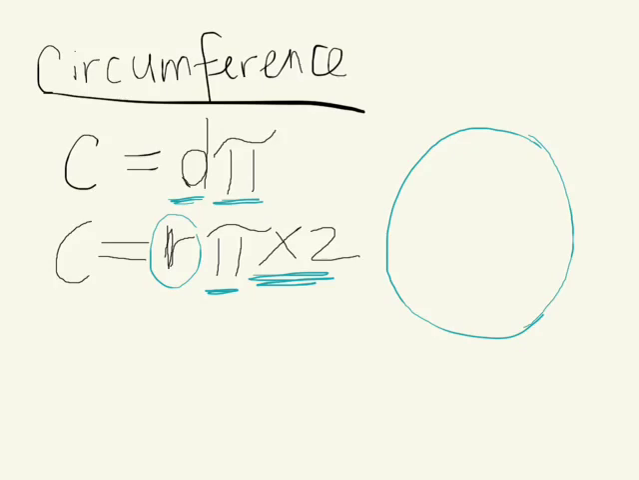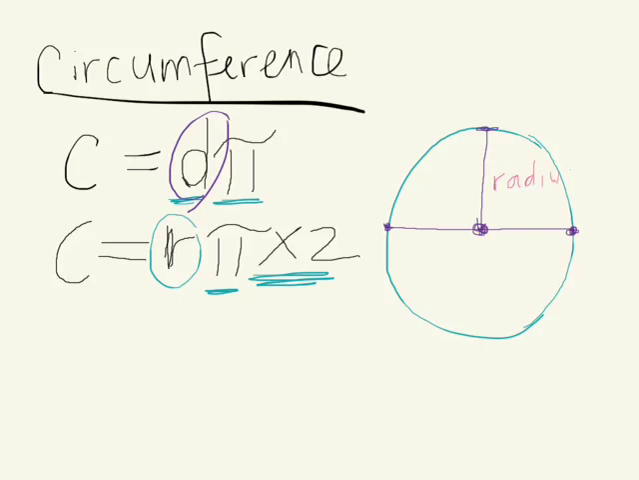Good. So if we draw a circle, we know that the diameter is from one point on the edge of the circle to the other edge, but it has to pass through the center of the circle, right? So from one end to the other, passing through the center is the diameter. And if we divide this in half, so if we go from the center to the outside of the circle, that represents what? The radius? Good. This is the radius.